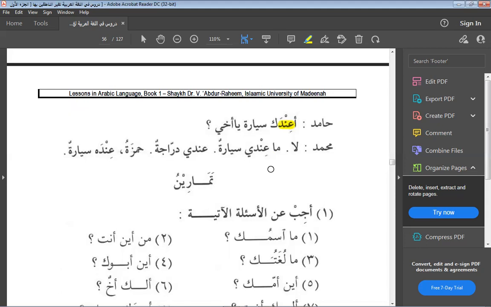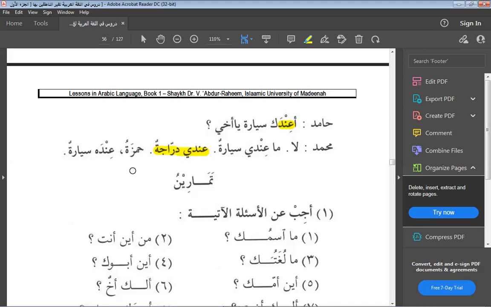Indi darajatun, I have a motor or a bike. As I said the other time, daraja is a bike. Nariyatun is a motorbike. Okay. Hamzatu. So here you see, it says indi darajatun. Indi. We will come to talk about it, inshallah. Hamzatu indahu sayyaratun. Hamza, he has a car.